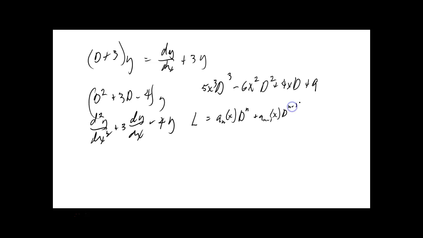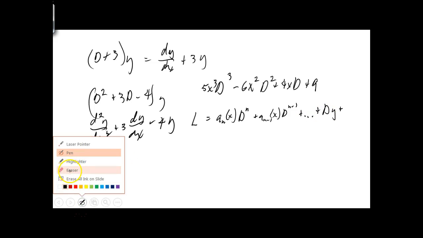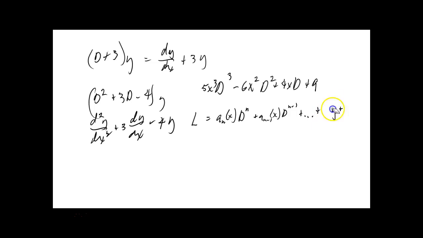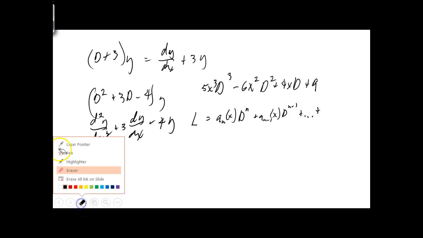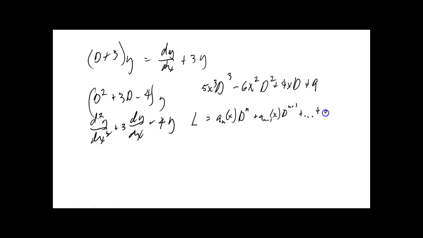d to the n minus 1. Let me see how far they're going to take this. Well, I usually do more than that, but they don't. D to the first y plus, well, they didn't put the y's in, did they? Yeah, they're leaving them out. Oh, I left off my coefficient too. Let me erase all that. Okay, sorry. I knew I was missing something here.